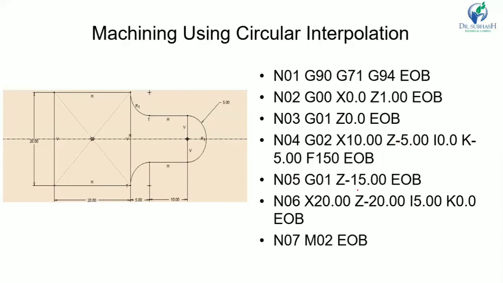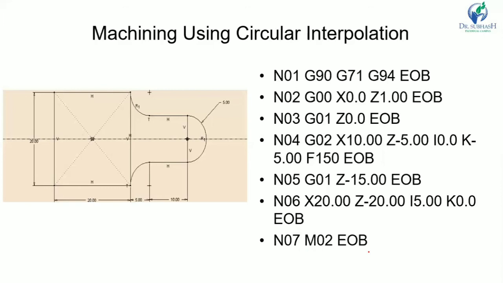Then N05 G01 Z minus 15. Okay, Z minus 15. That means this distance is minus 15, and end of block. Again X20 Z minus 20 I5, okay, I5 K0 and end of block. Okay, then M02 end of block.